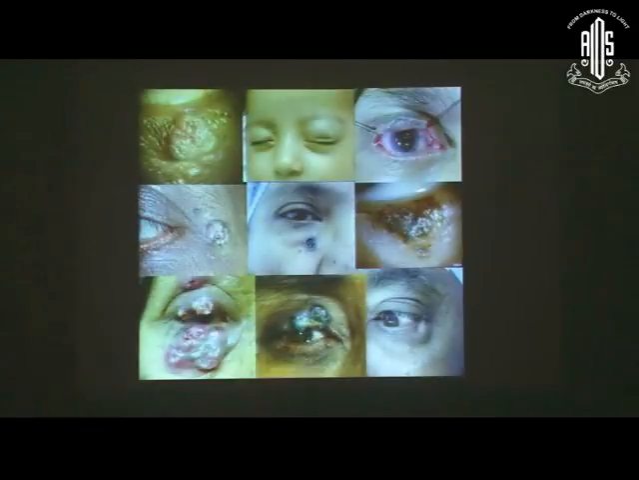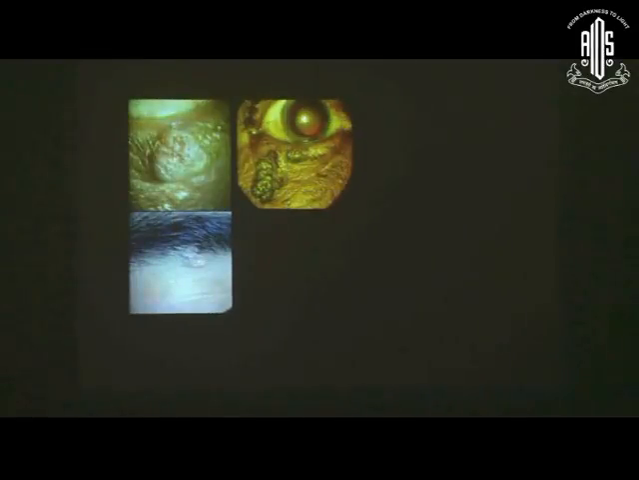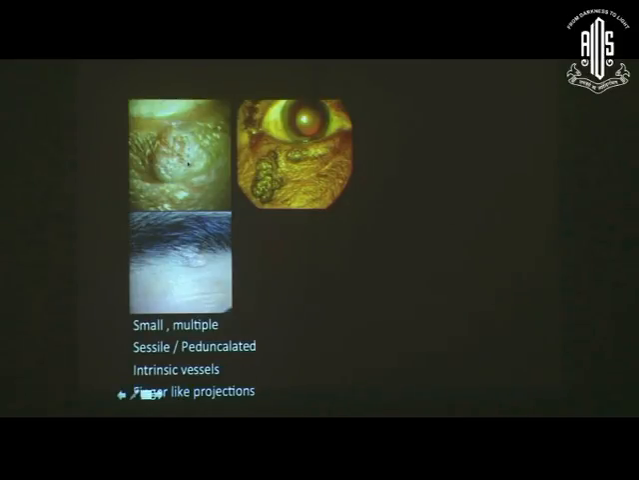So this is a scenario which you often see in your OPD. So let's take it step by step. These are small multiple lesions which can be sessile or pedunculated with finger-like projections seen in the upper or lower eyelid scattered in various places. They often have small intrinsic vessels as is seen here, and can also be pigmented.